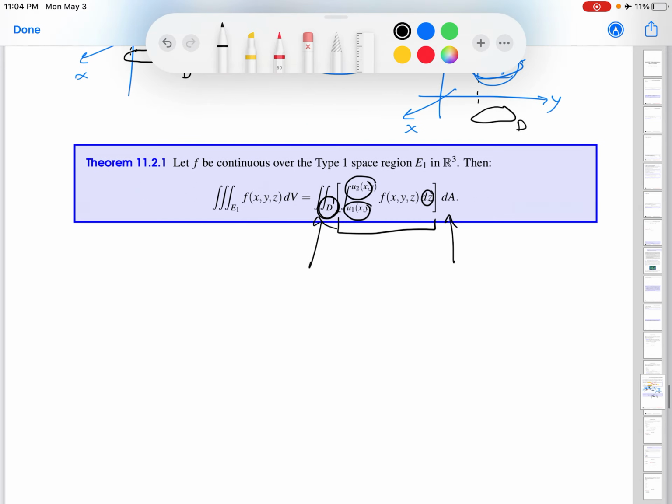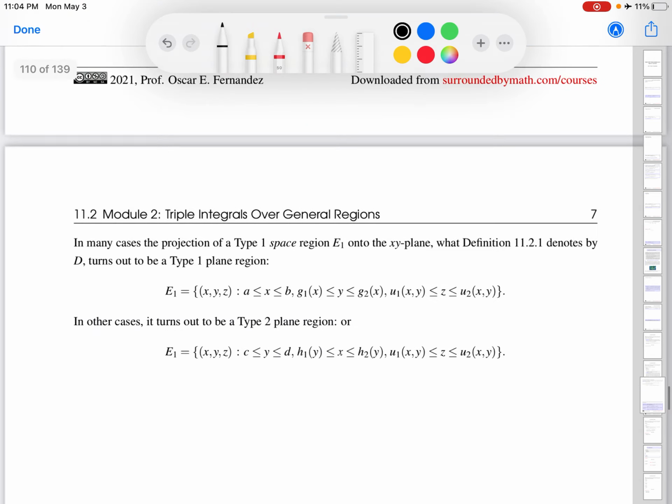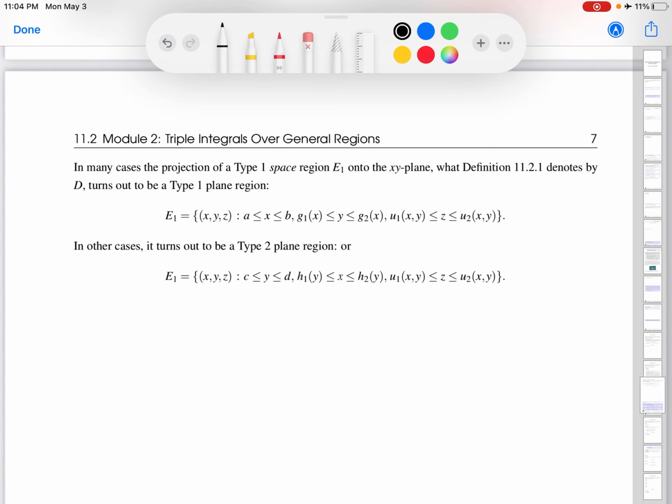Great. So what do I do now? Well, I'm going to show you that things can get more complicated, but we are going to very quickly try to simplify our lives. In many cases, the projection of a type 1 space region onto the xy plane, what we are calling D in this new definition, turns out to be a type 1 plane region.